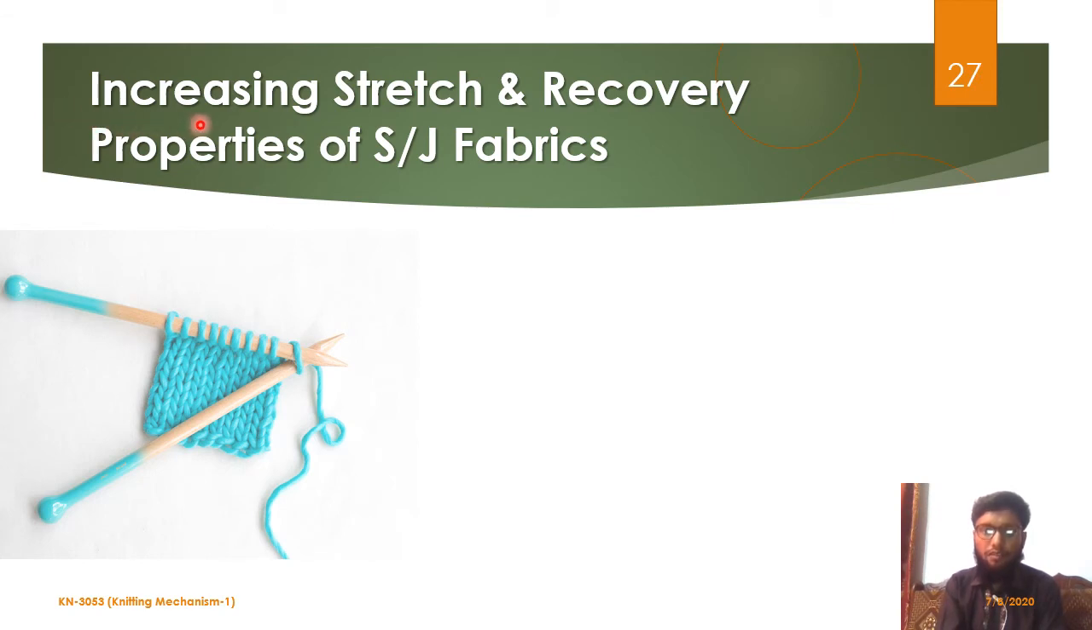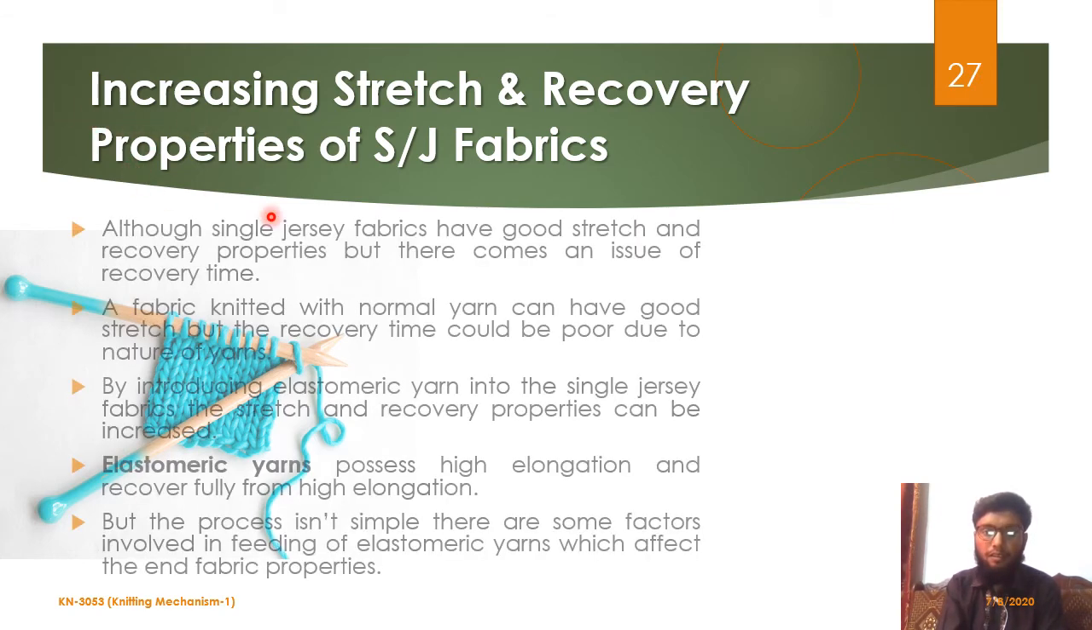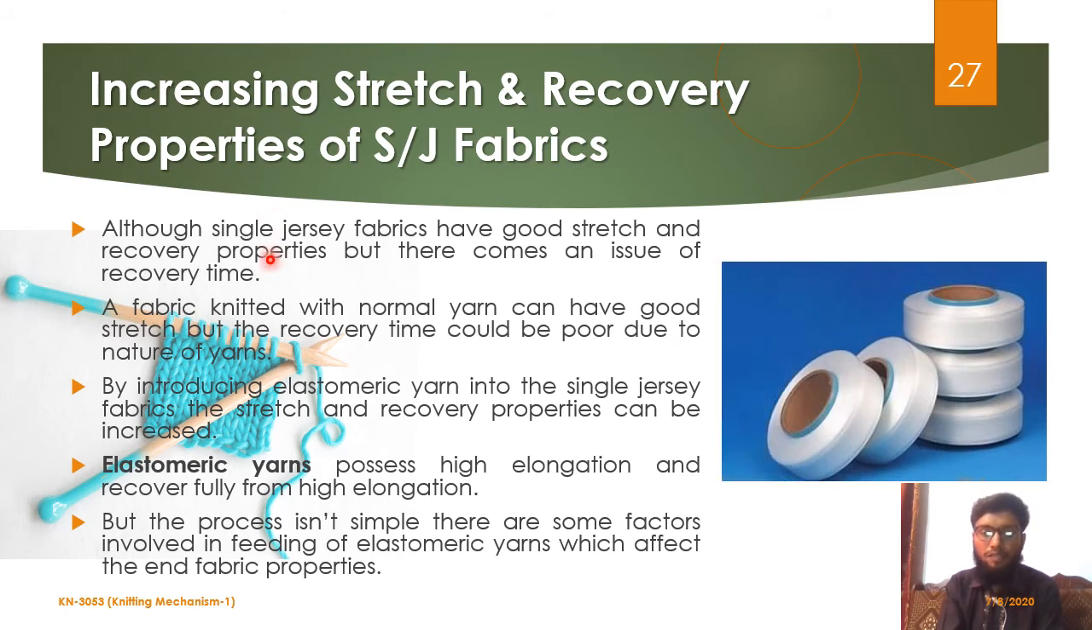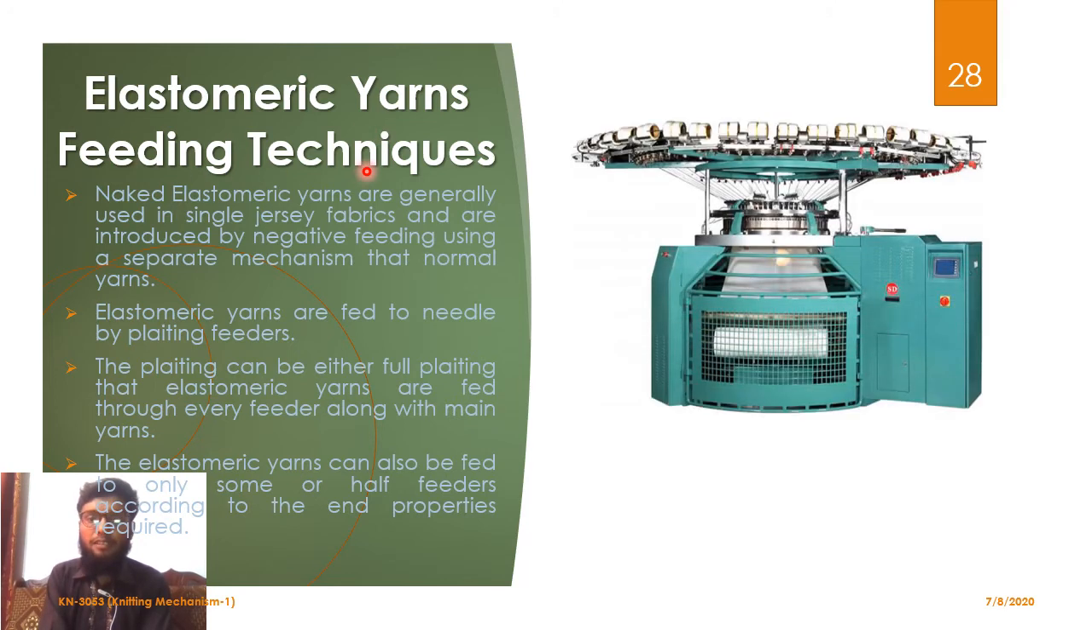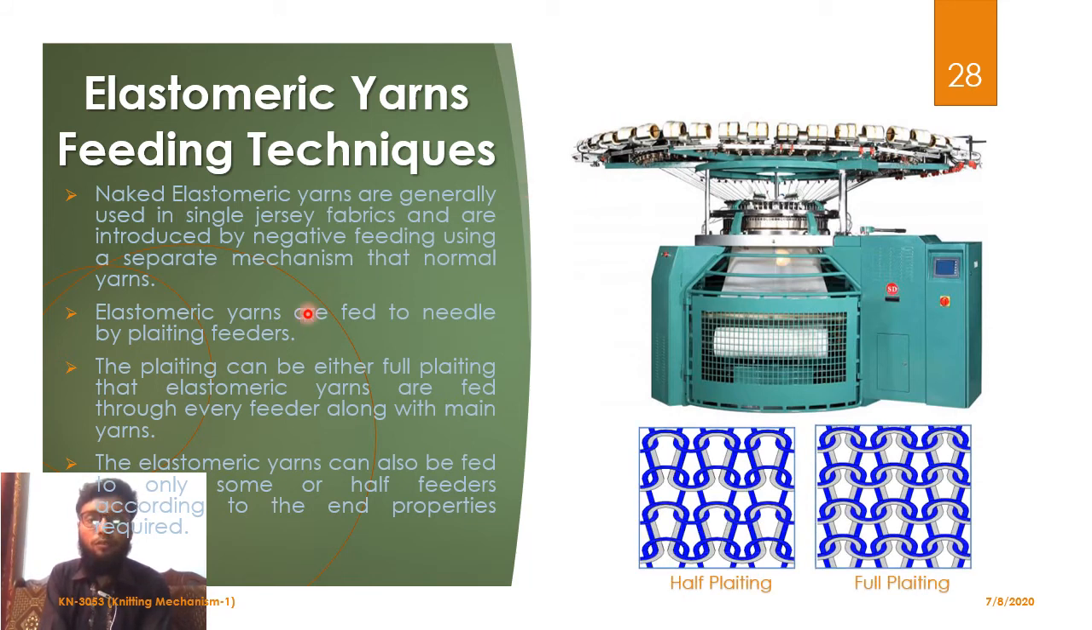Increasing stretch and recovery properties of single jersey fabrics. Although single jersey fabrics have good stretch properties, but their recovery time is very slow. That's why elastomeric yarns are used to increase the recovery time of fabrics. Elastomeric yarns feeding techniques. Elastomeric yarns are fed to the machine by using a special attachment drive, and elastomeric yarns are fed into the hook of needle through plating feeders and using the same plating technique. These can be fed by either using a full plating technique or half plating technique.